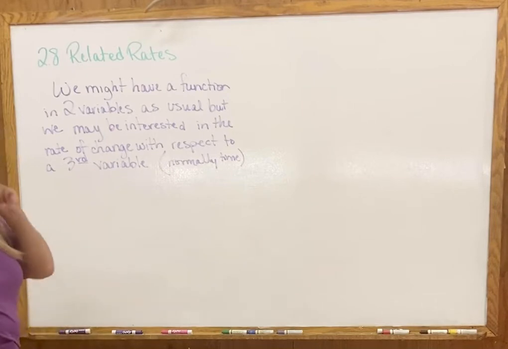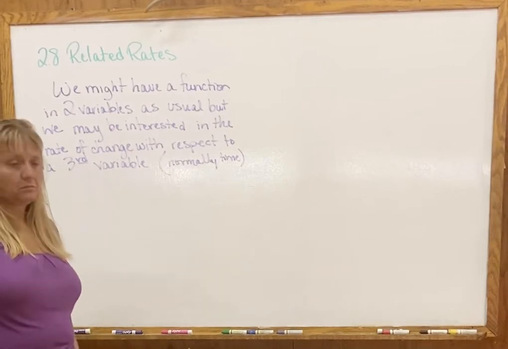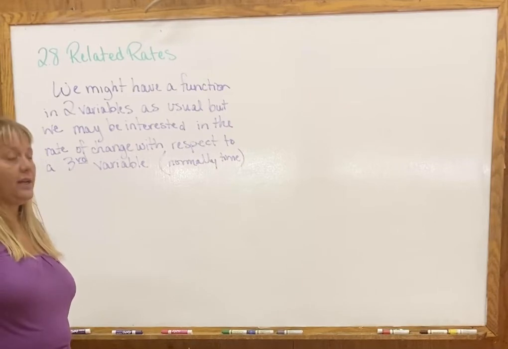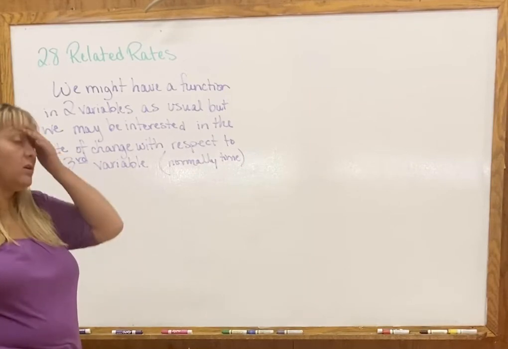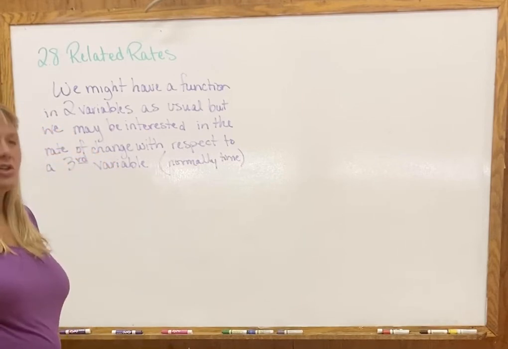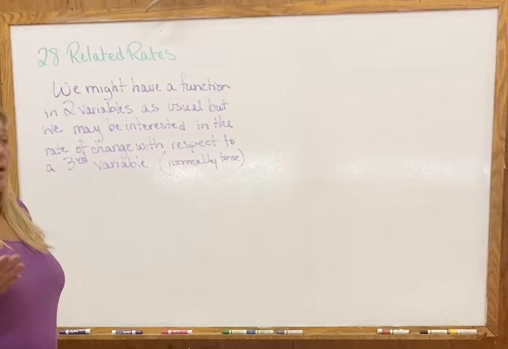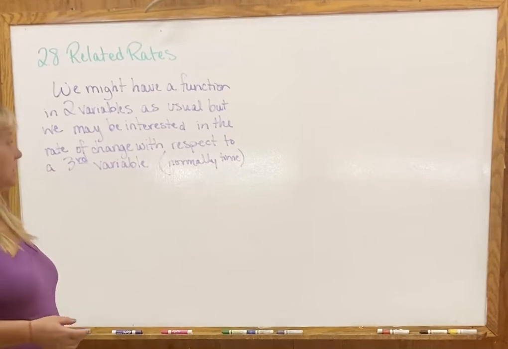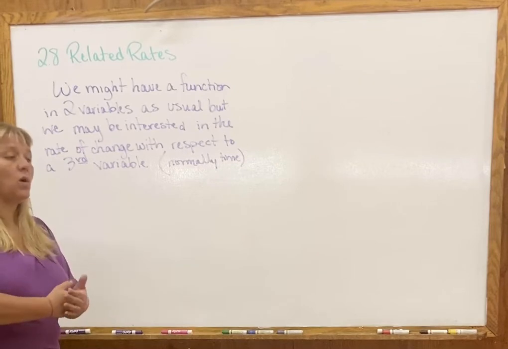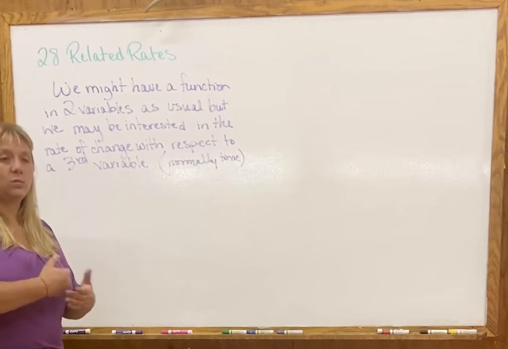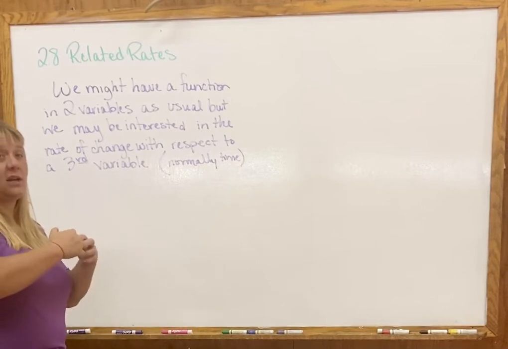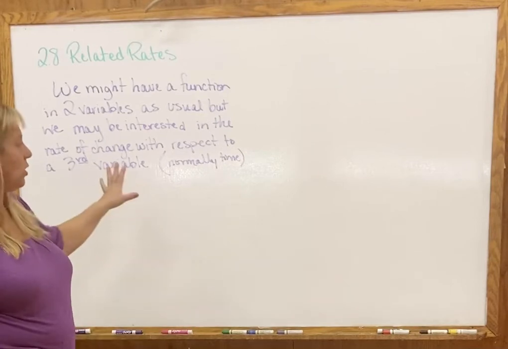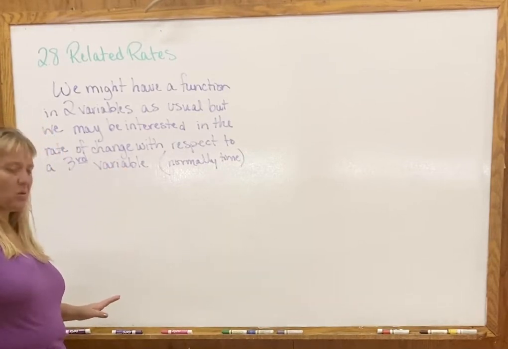Okay, so no matter what type of word problem we're doing, whether it's a velocity problem or a profit problem or cost or revenue, or even a geometric shape type problem, our functions come to us with two variables, as usual. But sometimes we want to take the derivative, but not with respect to the other variable. We don't want to know how one variable is changing compared to the other. We want to see how they're both changing compared to a third variable. And that's why normally that third variable is time, almost always, okay?